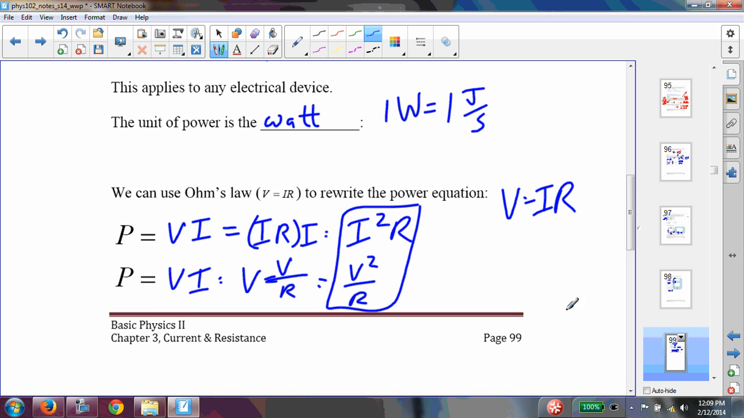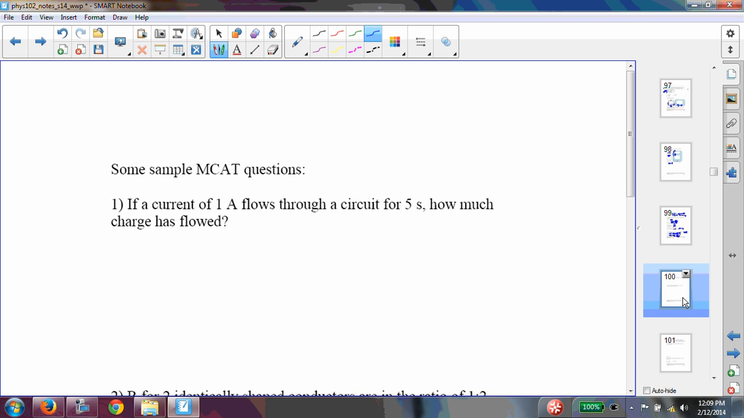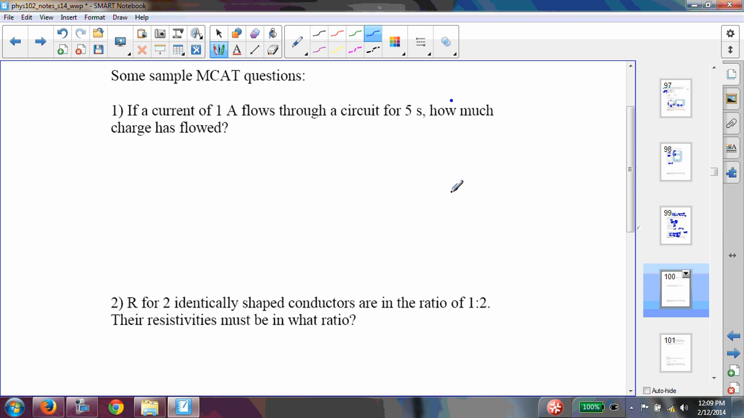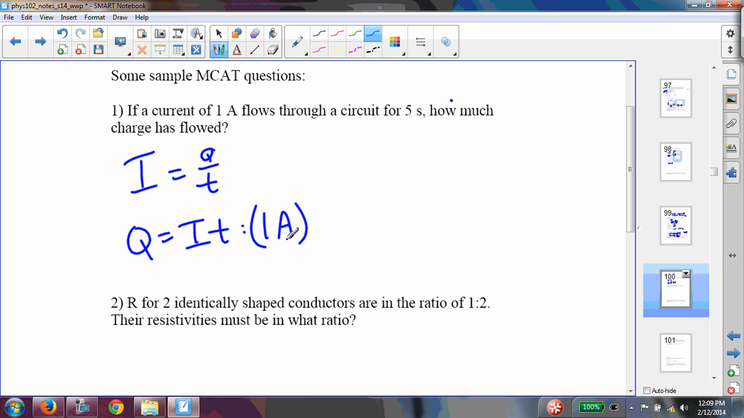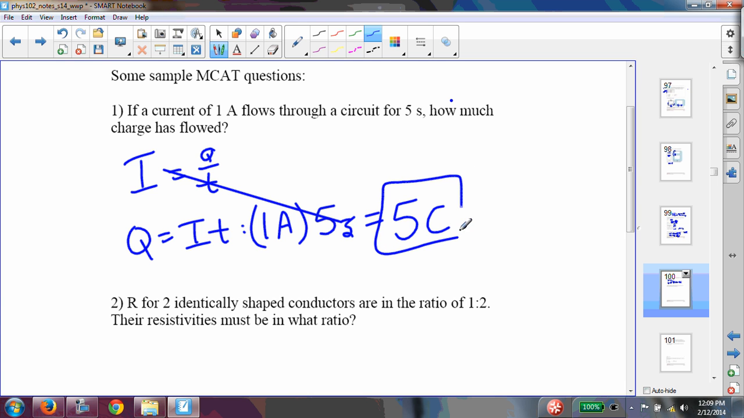Let's do some sample questions. These are just some MCAT questions. We'll take a knockout at these. These are a little bit different topic. If I have a current of 1 amp that flows through a circuit for 5 seconds, how much charge has flowed? Well, this goes back to our definition for current. I is Q over T. I want to know Q. Q is current times time, 1 amp times 5 seconds, so that's going to be 5 coulombs. An amp is a coulomb per second.